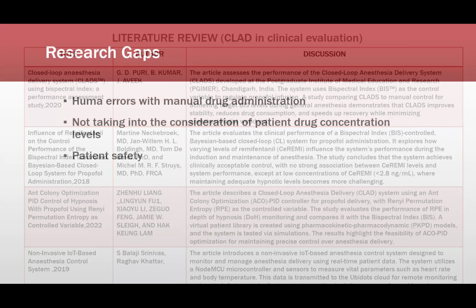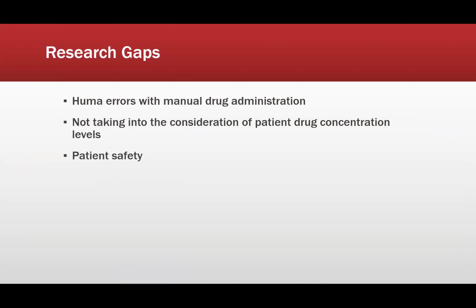So overall, from this literature survey, we understand these research gaps: the possibility of human errors because of manual drug administration, and patient feedback. That means the concentration of the drug level is not taken into consideration during drug administration. And for patient safety, we should ensure that too high or too low a level of the drug does not enter the patient's body.